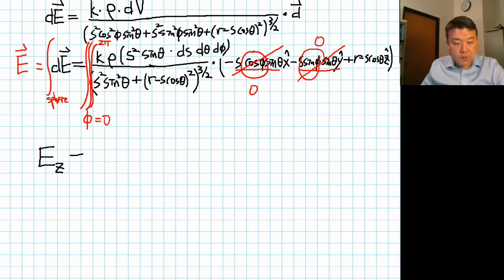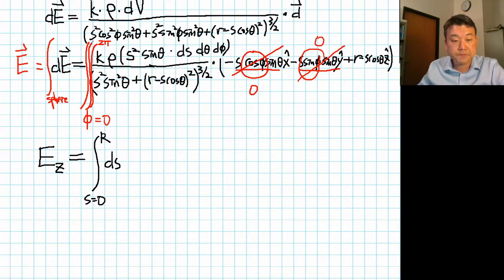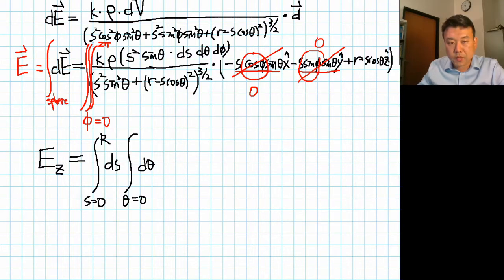That's going to be equal to the integral. Let's be careful here. I want to do the s integral last. So let me call this ds. s is going to go from 0, the very center of the sphere, to the whole radius of the sphere, r. And then I'm going to do the d theta integral next. I mean, before the s integral. So theta is actually going to go from 0 to, this is where you have to be careful.